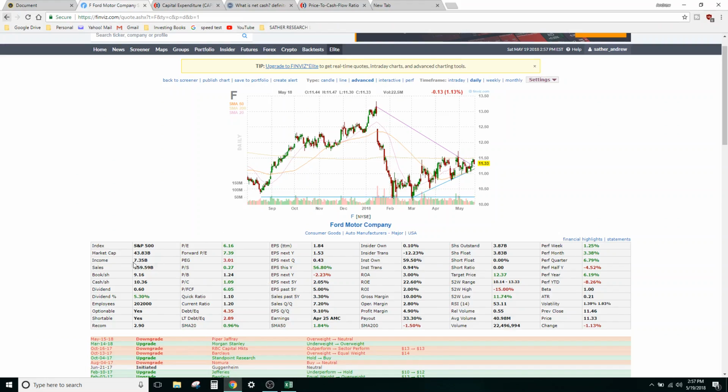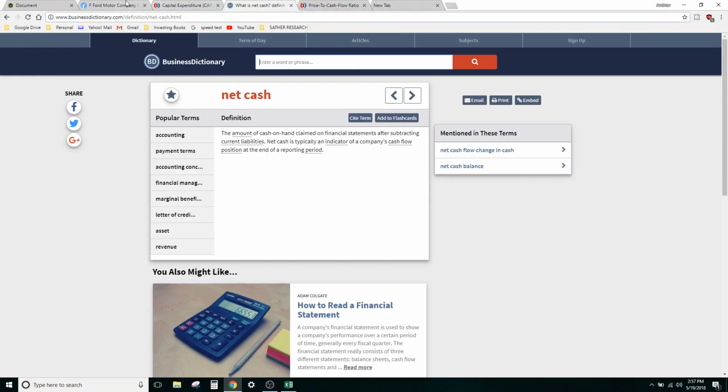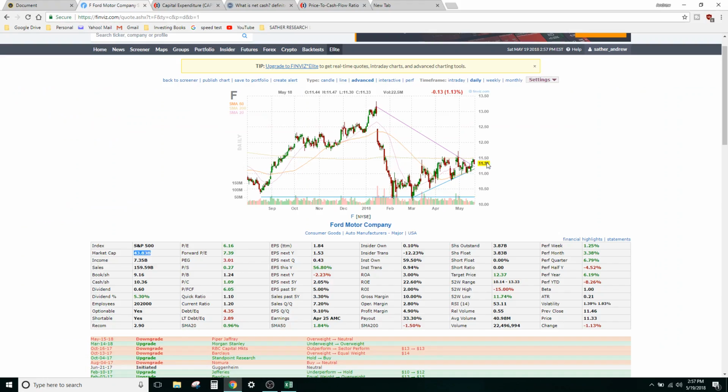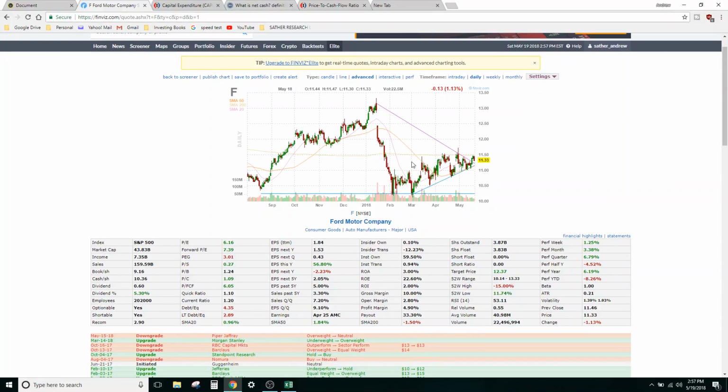You look at their market cap's 43, and then their net cash is what do we calculate? Okay, we calculate 45. But anyway, they just have a ton of cash. 18 billion in cash. If you buy Ford right now, you're almost getting half the amount of cash than what you're paying for.